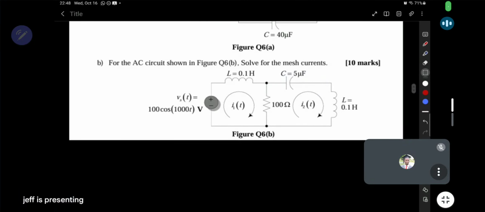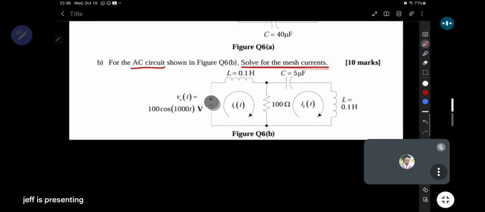So for this problem, what is happening here? We want, specifying that this is an AC circuit, and they want us to solve for the mesh currents. Here we're not really looking for anything particular, but they just want us to find the mesh current in the respective loops there. So how do we find the mesh current?